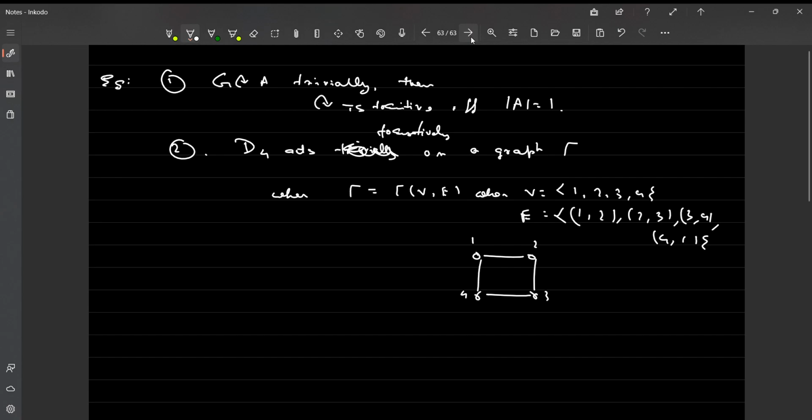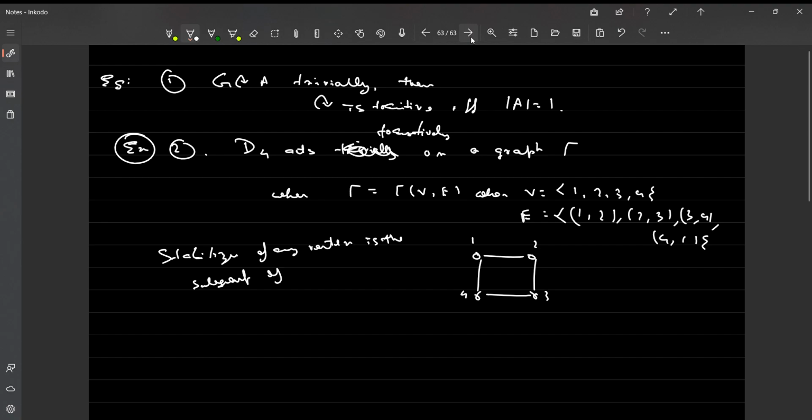Now D4 acts, sorry, not trivially, D4 acts transitively on the graph. Every element will be related to every other element. Clear? So there will exist only one orbit. Okay. What will be the stabilizer of any vertex? So let me consider this as an exercise. Just analyze this very example.